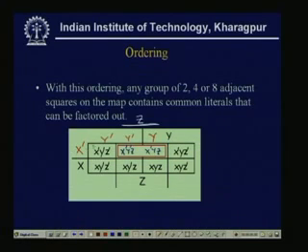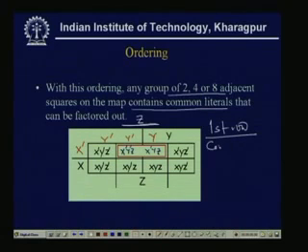Similarly, the first two terms if I see, x dash is there because all are in the first row and y dash remains same. So, that means what we just mentioned, that a group of 2, 4 or 8 adjacent squares must contain some common literals. So, for the first row, the common literal is x dash.